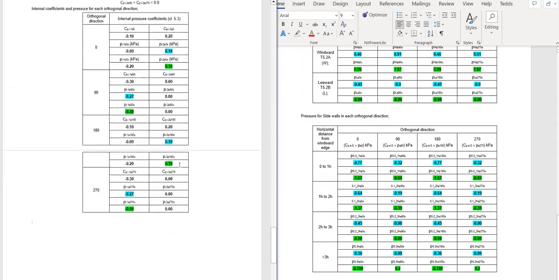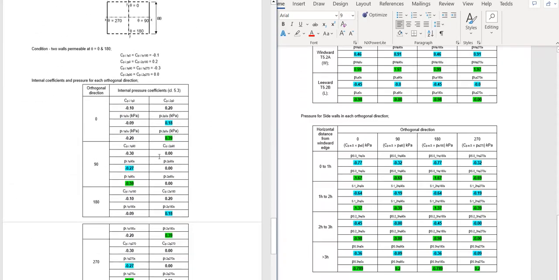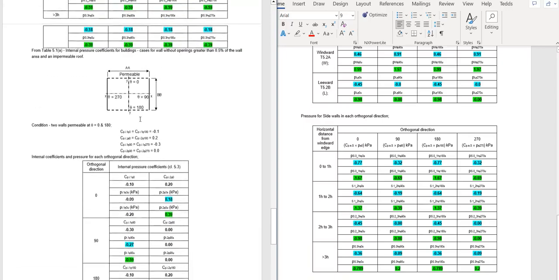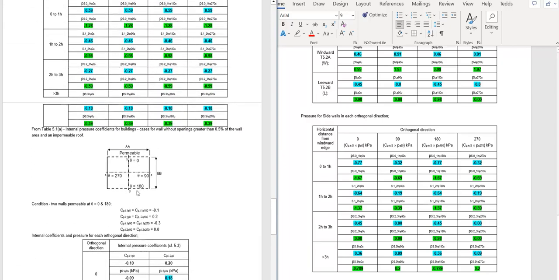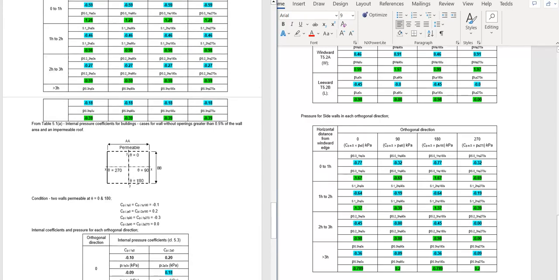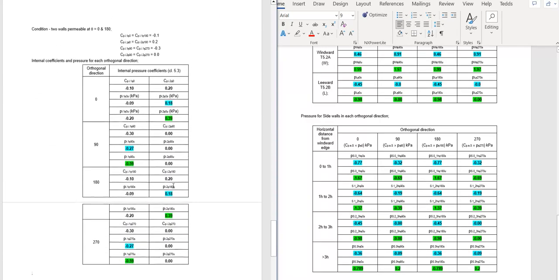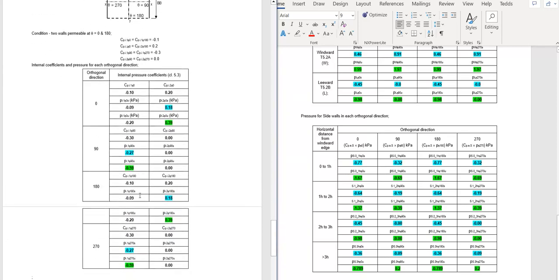and finally we've got our internal pressure, which is the overall internal pressure, because the building has openings, as you can see in here. For a building that has two sides permeable, that's why we have internal pressure for wall and roof.